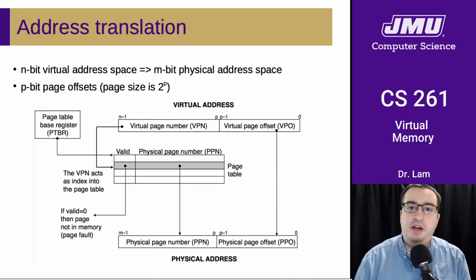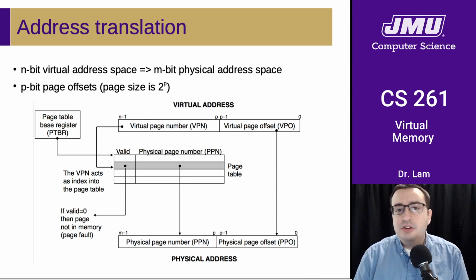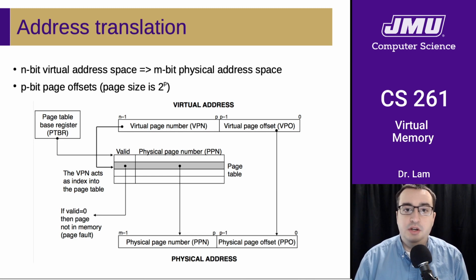Let's talk a little bit about how the address translation is actually done. Even though the pages are the same size in the virtual and the physical address spaces, the address spaces themselves might be different sizes, and so we need to be aware of that. We may need a different number of bits for the virtual address versus the physical address. So in order to facilitate this translation, we divide these addresses into different pieces.